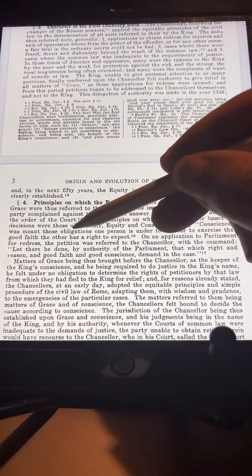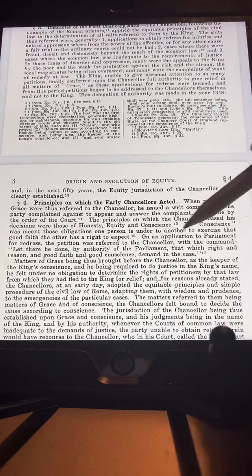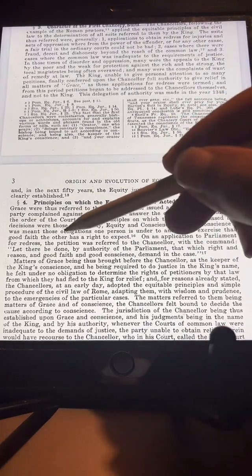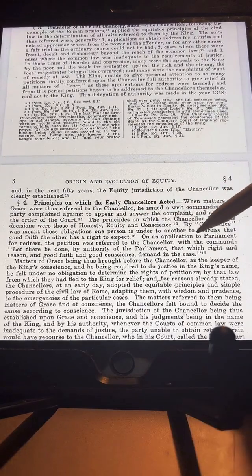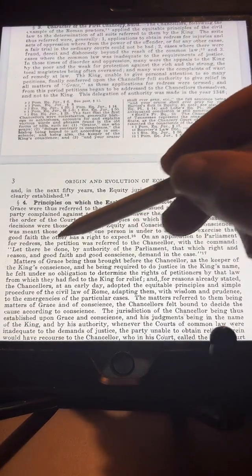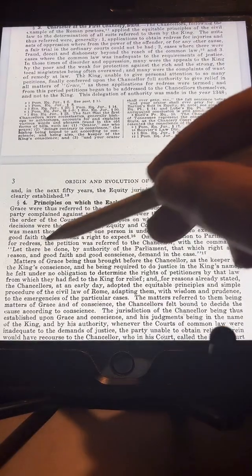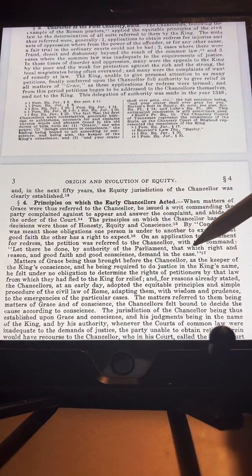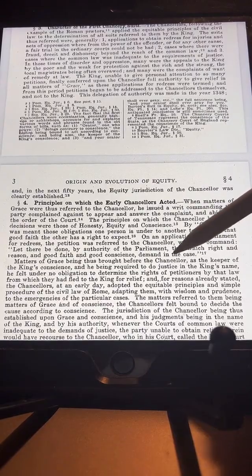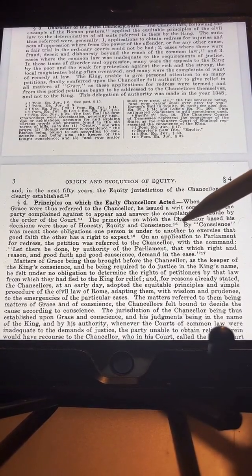good faith the other has a right to expect. On an application to Parliament for redress, the petition was referred to the Chancellor with the command, let there be done by authority of the Parliament that which right and reason and good faith and good conscience demand in the case. Right? What they're saying is exactly what I was telling you.